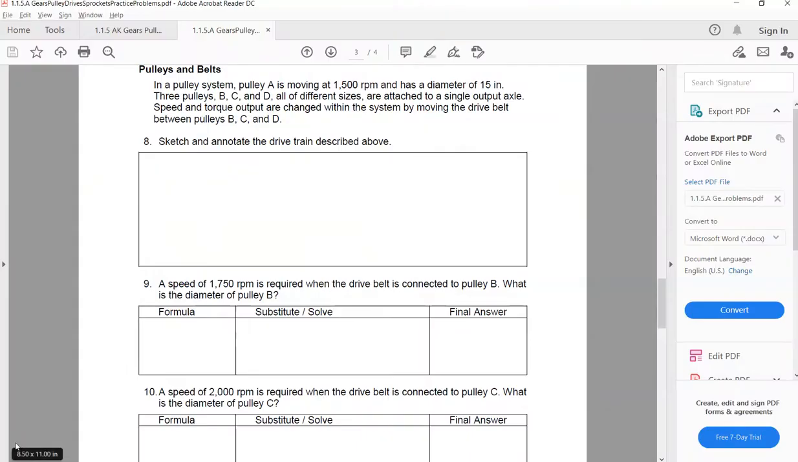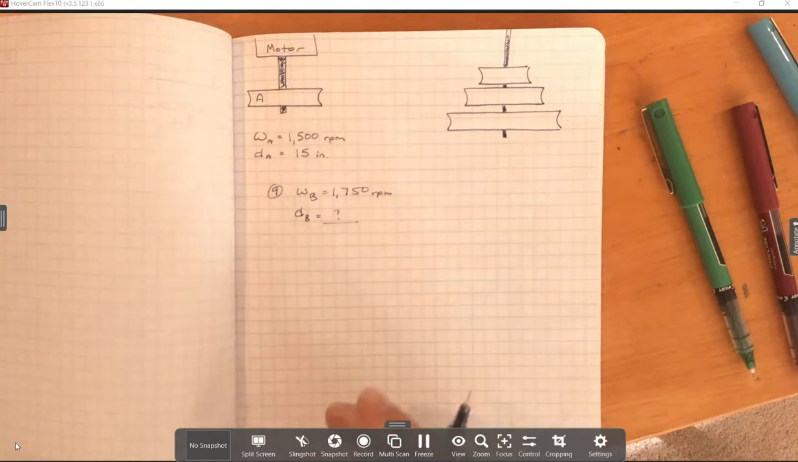So let's go back and look at number 9. Number 8's done, that was my annotation. Number 9 says a speed of 1,750 RPMs is required when the drive belt is connected to pulley B. So I'm going to just jot that down in my notebook. We have an angular velocity at B of 1,750 RPMs. It says, what is the diameter of pulley B?